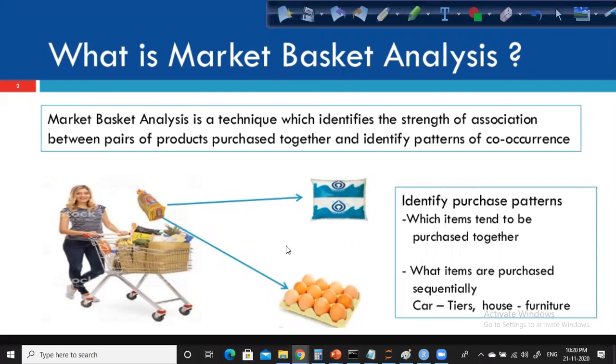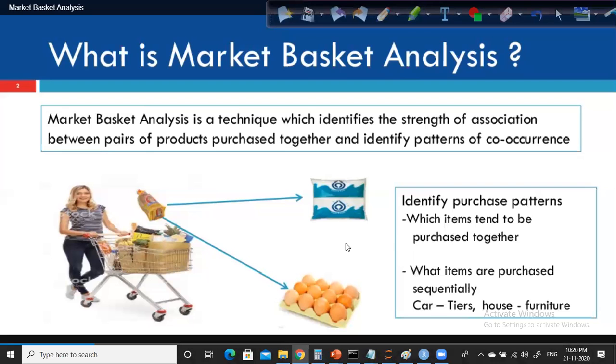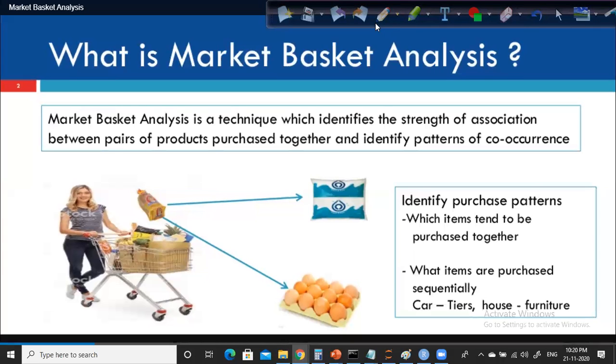As part of market basket analysis, we are identifying the pairs of products that were purchased together, the co-occurrence of the pairs of items purchased by the customers. That is what we are interested in. By knowing this, what are we going to do? Let's say most customers, whenever they buy bread, along with it they are buying egg as well as milk. By knowing this, what are you going to do? We can provide recommendations. What kind of recommendation?